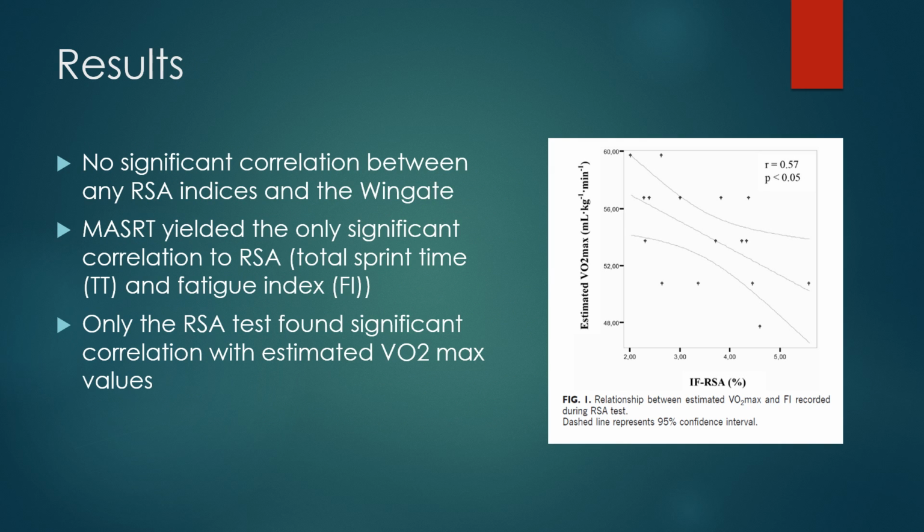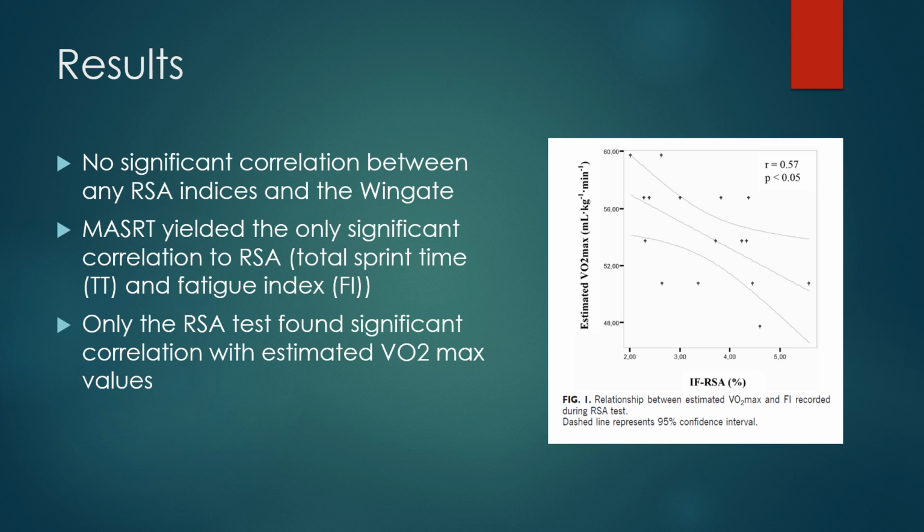So researchers found, after using a Pearson correlation for each of the indices, that there was no significant correlation between any of the RSA indices and the Wingate test, which is what they were expected to find. And that's why the Wingate has received the criticism that it has. Wingate performance doesn't appear to be related to repeated sprint ability performance.